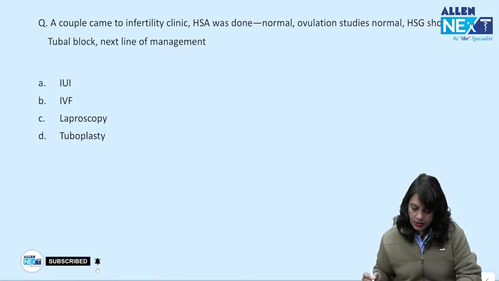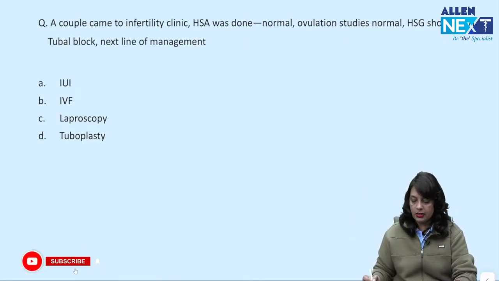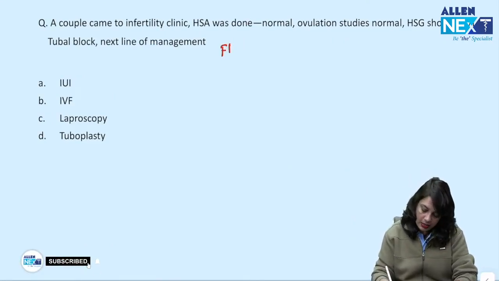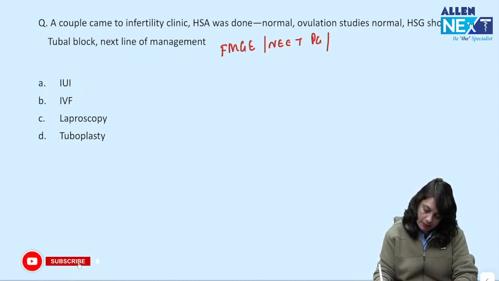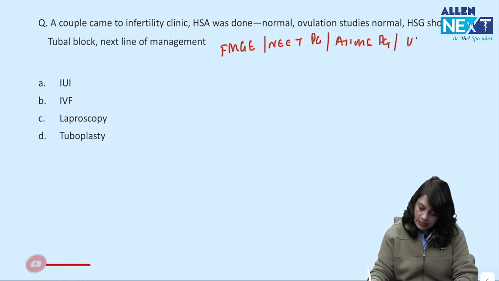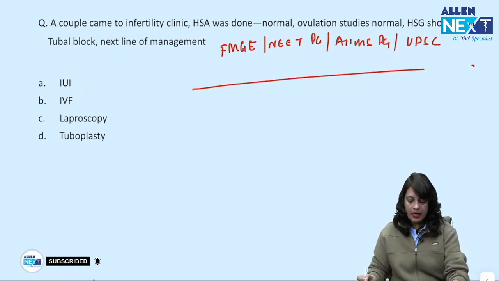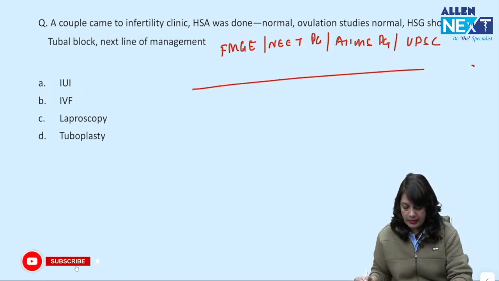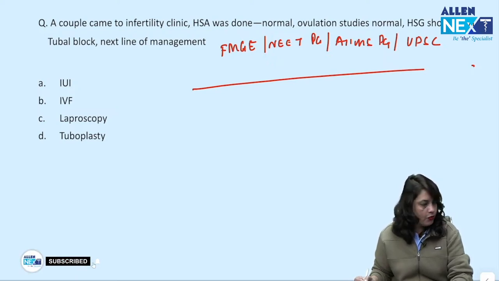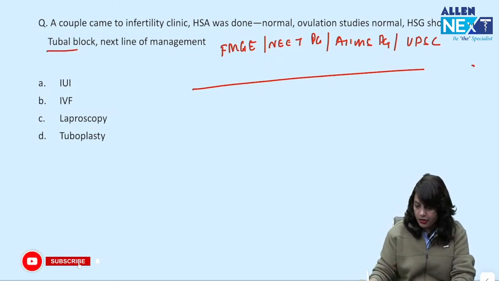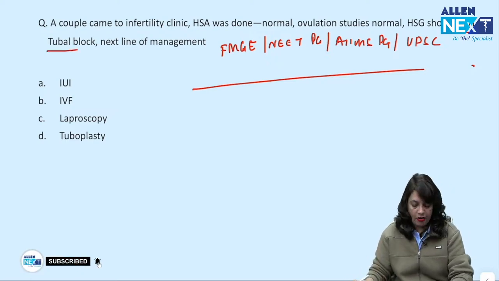Now, there is a question and many of the students mark it wrong. This is a question which has been asked in FMGE exam, it has been asked in NEET PG exam, it has been asked in AIIMS PG exam, and it has been asked in UPSC exam. A couple came to infertility clinic, semen analysis was done, it is normal. Ovulation studies are done, that is normal. HSG shows bilateral tubal block. What is your next line of management?